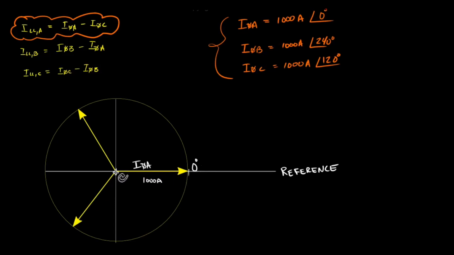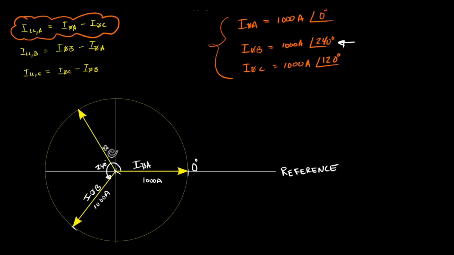This phasor here is our phase B current. From this origin to this mark here is 1000 amps. The angle, which is 240 degrees, is measured from this reference line going in a counterclockwise direction until we've gone 240 degrees. So we are defining this phase B current here at the angle of 240 degrees.